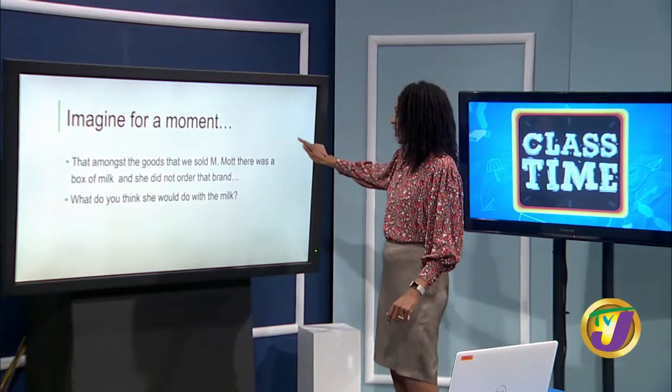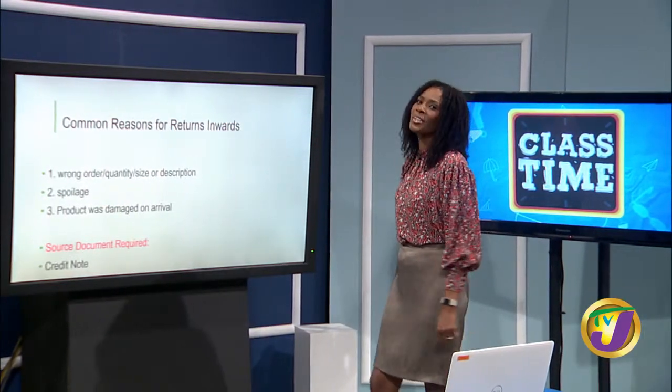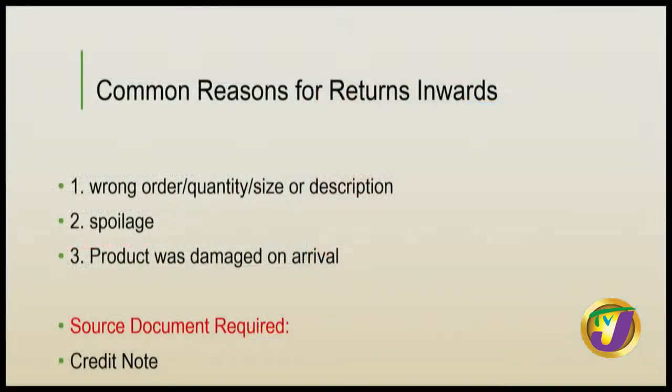Think. All right, returns inwards. Remember now, returns outwards when we send it back to the supplier. Returns inwards when the what? Customer returns it to us, inward movement. Now, what are some common reasons for returns inwards? Wrong order, quantity, size or description, and probably spoilage.